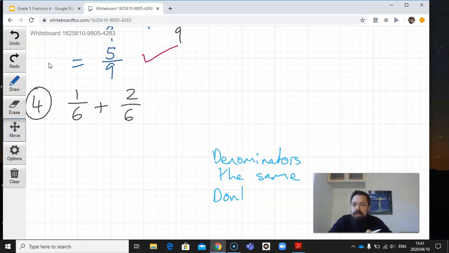First, we need to make sure the denominator is the same. Well, they are. And secondly, we need to make sure that we don't add the denominators.